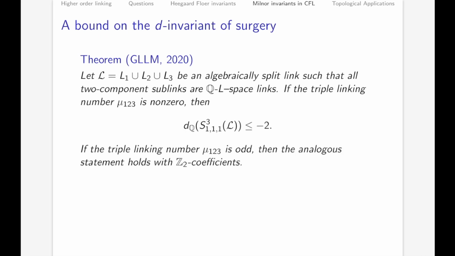So there are various things that I want to discuss about the theorem statement and some remarks to make. And the first one is about coefficients. You'll notice here that I've said Q L-space links. We want to assume that our sublinks are L-space links.